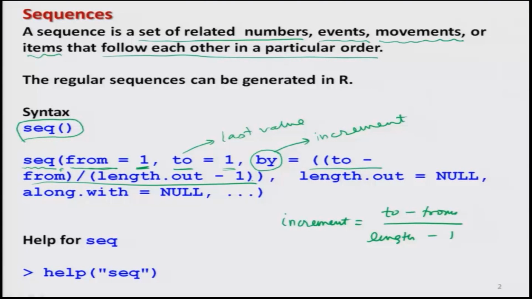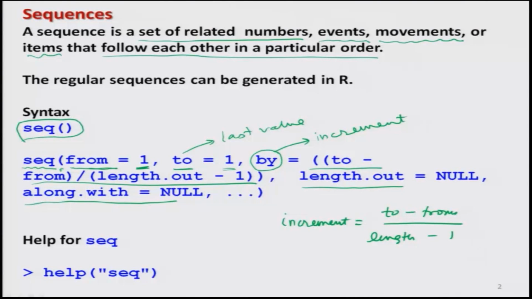Right, and then you can give different aspects like length.out and along with and so on, but definitely now you have already reached a status where you understand many things, and instead of me going into all the details of the syntax seq, why don't you try yourself and try to obtain all this data? And as I said, this can be obtained very easily.